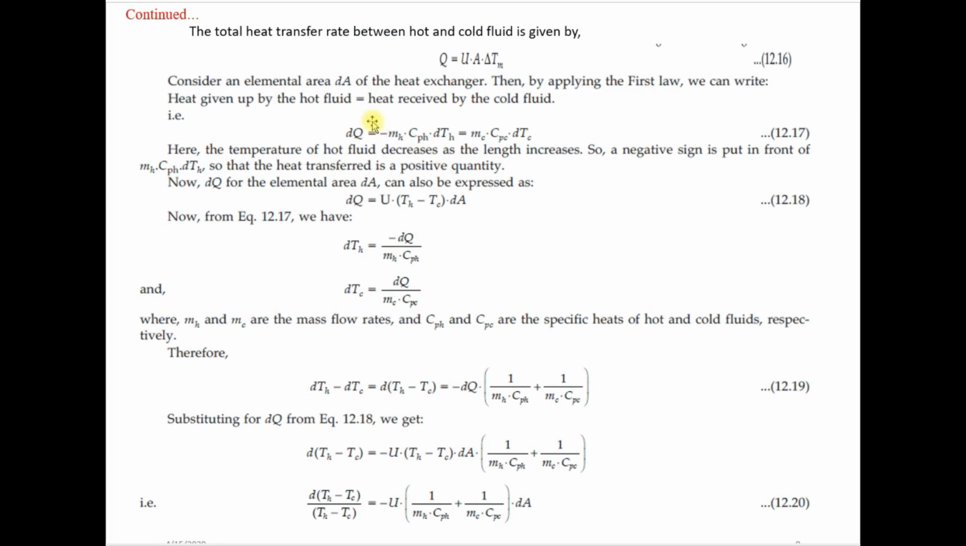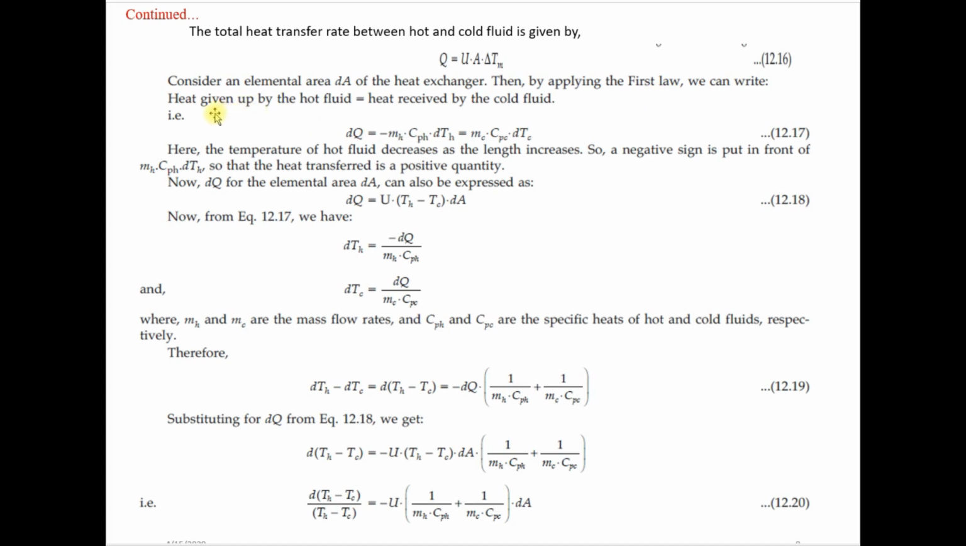Heat transfer rate between the hot and cold fluid is given by Q is equal to U into area into delta T. It is from the overall heat transfer concept equation. Total heat transfer rate is given by Q is equal to U A delta T. Now, we will consider an elemental area dA of the heat exchanger, then apply the energy balance. That means the first law of thermodynamics.